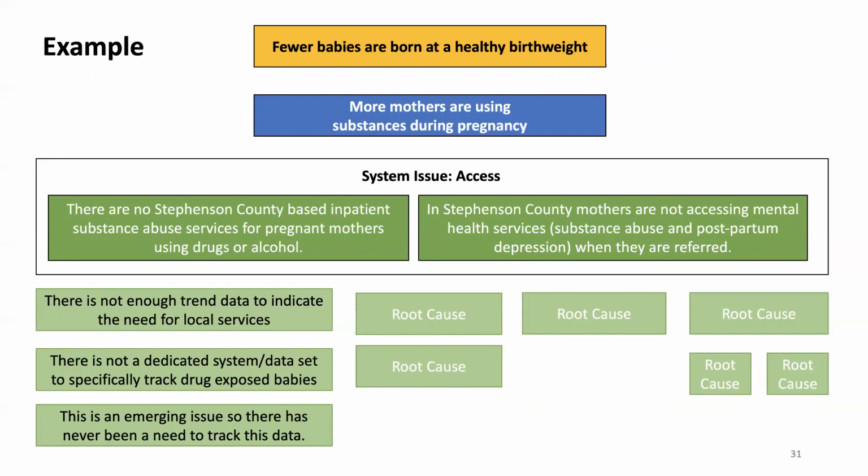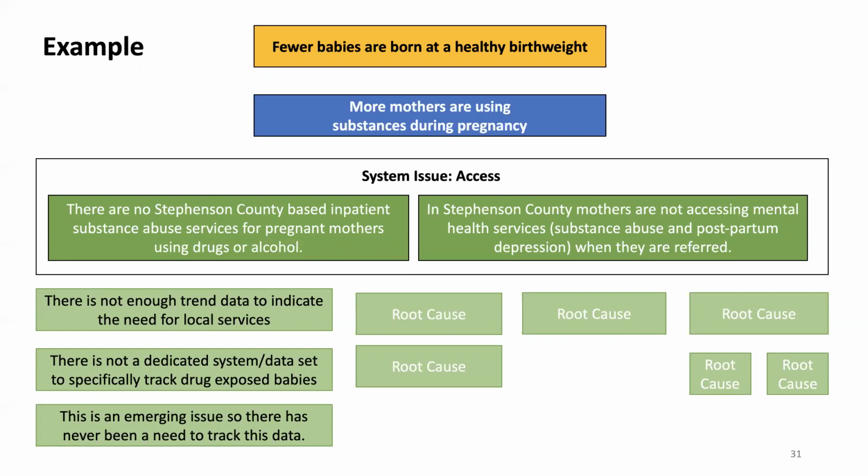In this brief example from Stevenson County, they determined that there were no county-based inpatient substance abuse services for pregnant moms using drugs or alcohol. And we didn't stop there. We had to keep digging for root causes. So we asked ourselves, why is this happening again? And one of the things we learned was there's not enough trend data to indicate the need for local services. Well, is that the bottom root cause? We had to keep asking, why is that happening? And the answer that came was that there's not a dedicated system or data set to specifically track drug-exposed babies.